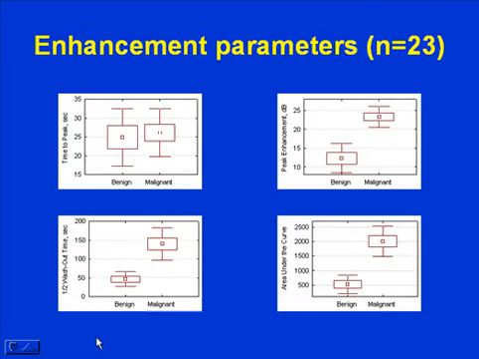Now, when we looked at the actual numbers, the time to peak was not statistically different in benign versus malignant. But when we look at the overall peak enhancement, there's about a 2 to 3 fold difference in benign versus malignant. And certainly the washout time is about three different, and the area under the curve is about 4-fold different in these different parameters.